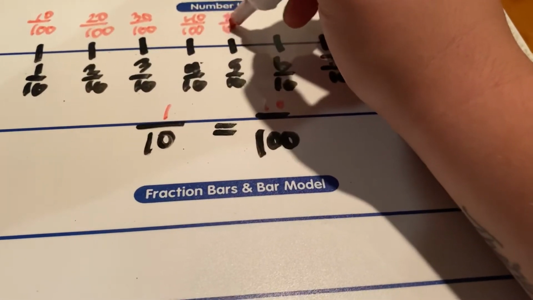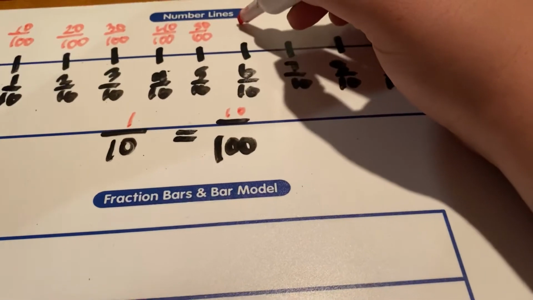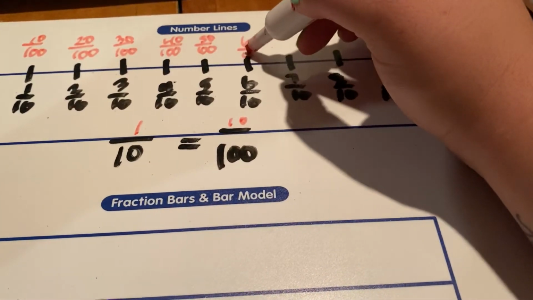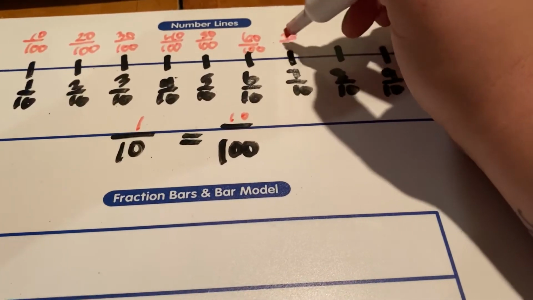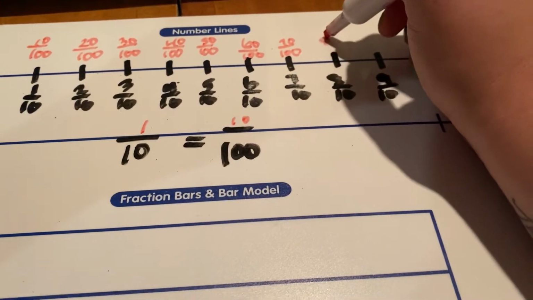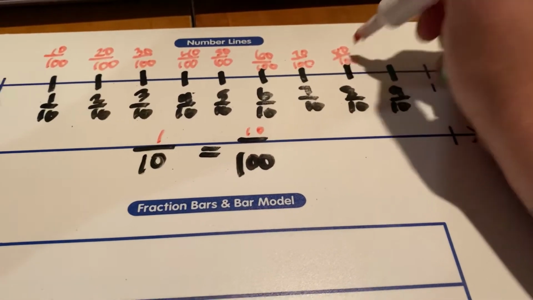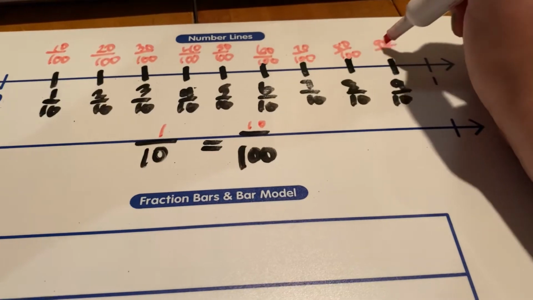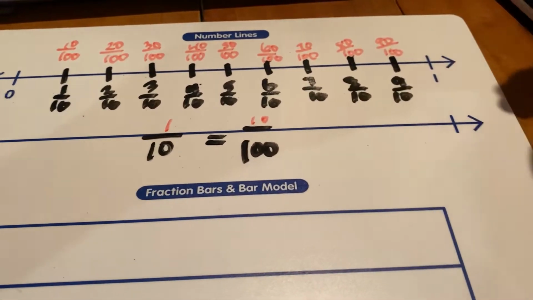50 hundredths. 60 hundredths. 70 hundredths. 80 hundredths. And 90 hundredths, which means that 1 whole is equal to 100 hundredths.